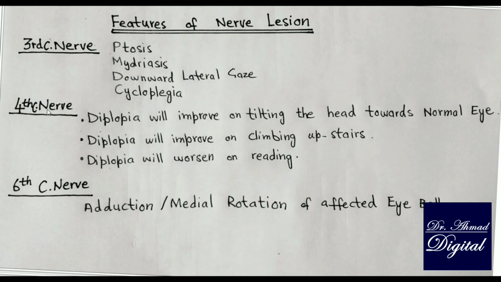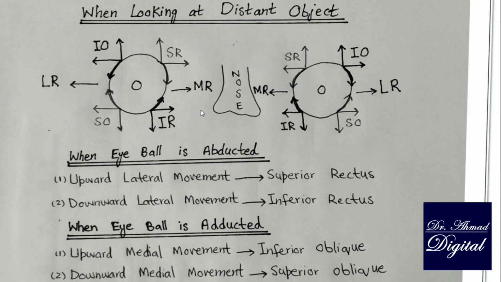So now look at the features of the fourth cranial nerve lesion. Diplopia will improve on tilting the head towards the normal eye, diplopia will improve on climbing upstairs, and diplopia will worsen on reading. We can understand this from this picture because these are because of the lesion in the fourth cranial nerve, and the fourth cranial nerve is only innervating SO4. SO4 means superior oblique, only the superior oblique is paralyzed.